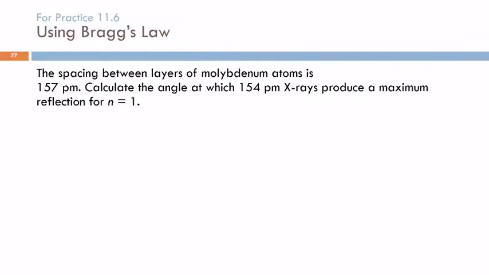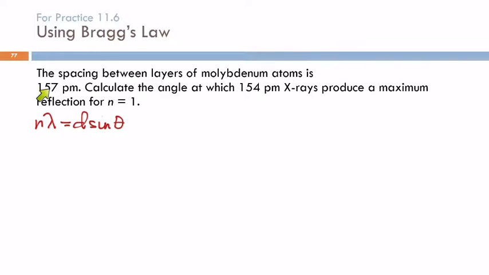So let's do a problem. The spacing between layers of molybdenum atoms is 157 picometers. Calculate the angle at which 154 picometer X-rays produce a maximum reflection for n equals 1. Well, n lambda equals d sine of theta, right?